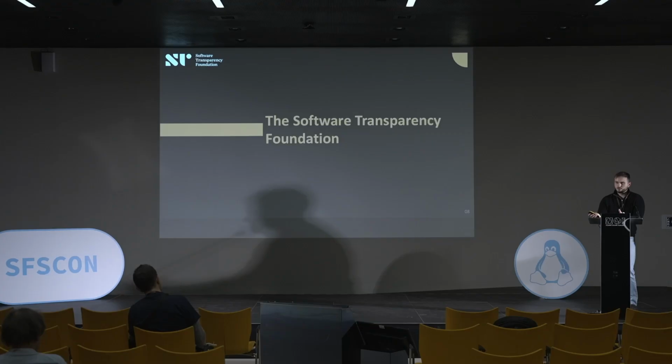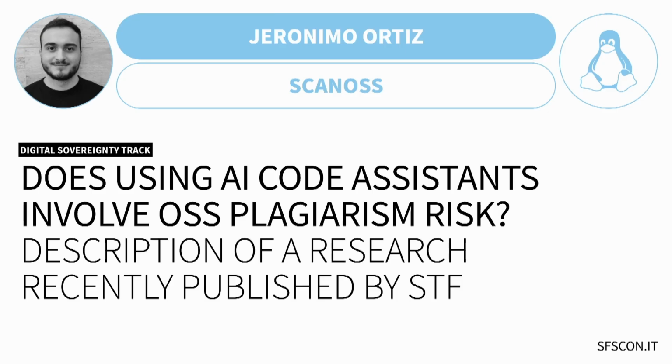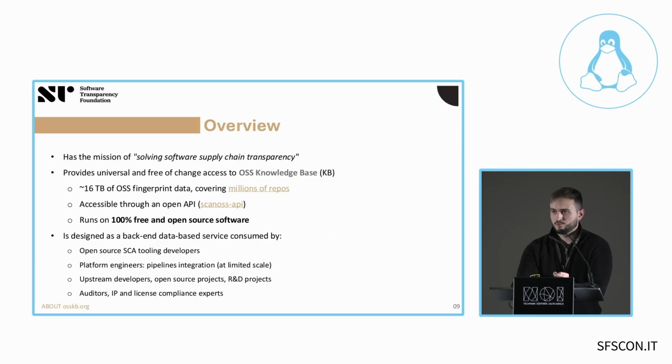So on the Software Transparency Foundation, real brief: this foundation, of which ScanOSS is a strategic member, has the mission of solving software supply chain transparency. So the transparency gap that we just mentioned, the foundation is trying to solve this issue, right? For that, it gives access to an open source knowledge base, almost 16 terabytes in size, so pretty large, of only source code lines. And it offers it as a free service, accessible through an open API, which is also really cool.